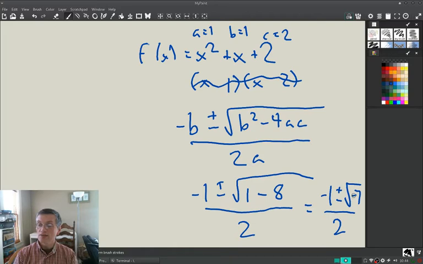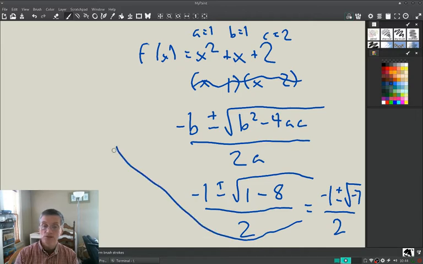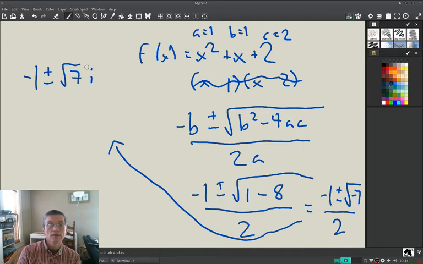We have a negative 7 inside here. So that tells us our roots are going to be complex. They're going to have an imaginary number in them. We can rewrite this if we want as minus 1 plus or minus square root of 7 times i. The i is outside the square root. Over 2. Those are our roots.